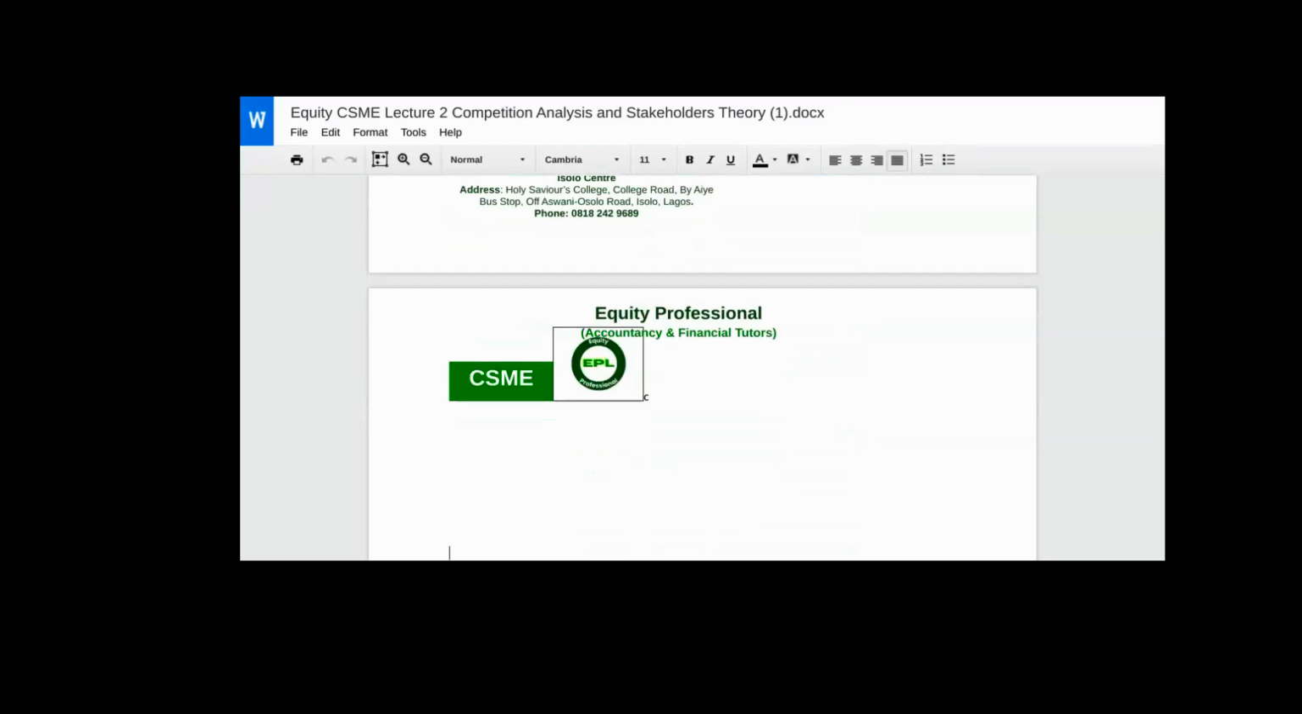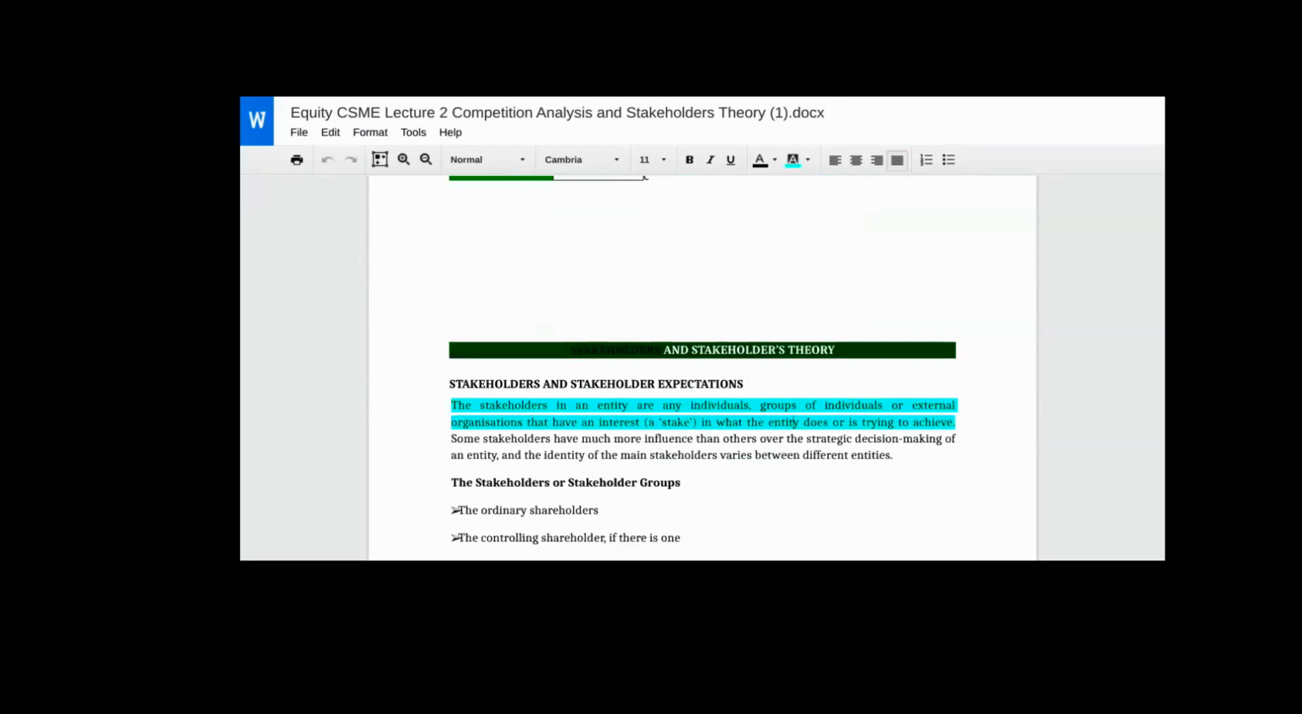Having looked at that, the next thing that we look at is the stakeholders theory. Though I mentioned shareholder, it is stakeholders theory. As time goes on in our syllabus, we are still going to discuss shareholders under governance. So, what are those people that we call stakeholders?